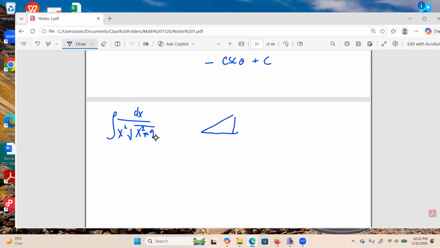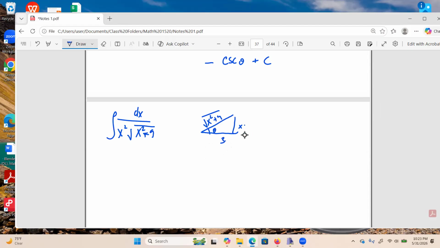And there's pluses in here, so I'm going to say that this piece here is going to be my x, and this piece here is going to be my 3. So my hypotenuse is going to be the square root of x squared plus 9, a squared plus b squared is equal to c squared. Okay? And then this will be my theta here. It's an indefinite integral, so we have a plus c at the end.